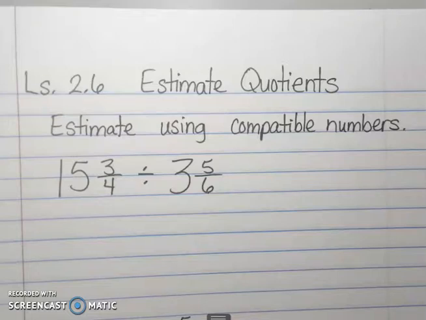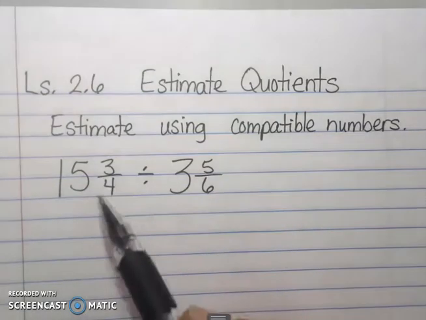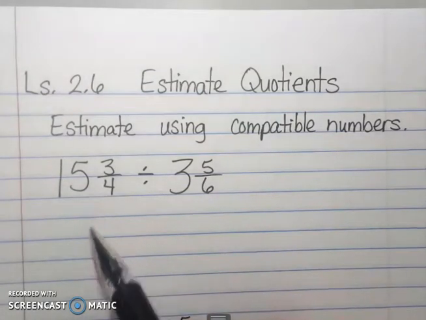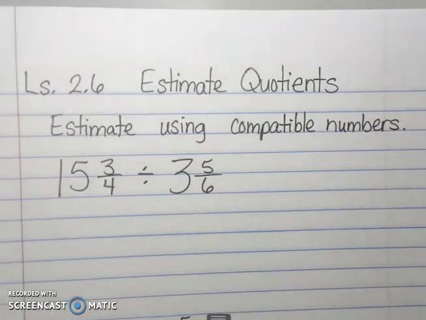This is lesson 2.6, estimate quotients. So we're going to estimate today using compatible numbers. And compatible numbers are just an easy way to estimate in your head, doing it mentally. So we're not going to actually be finding what the actual answer of 15 3/4 divided by 3 and 5/6 is. We're going to just estimate.